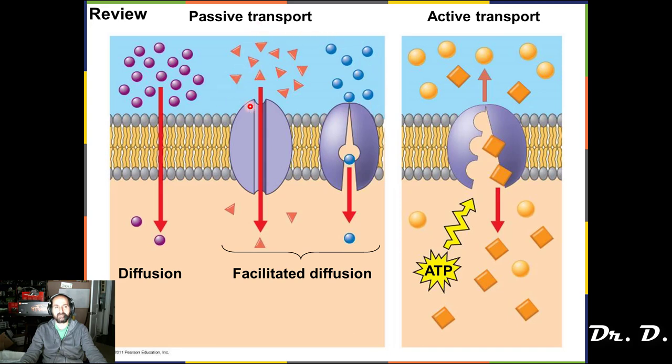So what does that tell you about the triangles and the blue circles? Well, that they are probably not small nonpolar molecules. If you were a small nonpolar molecule such as oxygen or CO2 or methane, you would just cross the membrane and there's no need for a transporter to help you. But if you're a polar molecule, let's say these blue dots represent water or glucose, can those molecules go through the membrane directly? No, because they're polar.